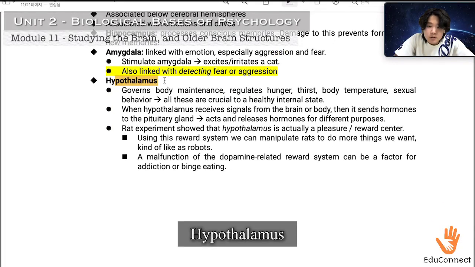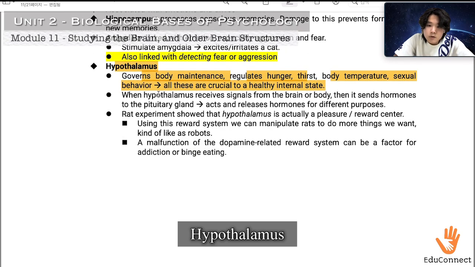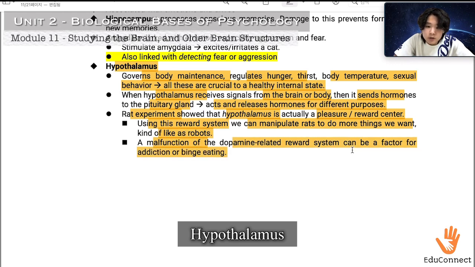The hypothalamus governs body maintenance. It regulates hunger, thirst, body temperature, and sexual behavior, and all of these are crucial to healthy internal states. So the hypothalamus receives signals from the brain or the body, then it sends hormones to the pituitary gland, which acts and releases hormones for different purposes. Now, the rat experiment showed that the hypothalamus is actually a pleasure reward center. Using this reward system, we can manipulate rats to do more things we want, kind of like robots. A malfunction of the dopamine-related reward system can be a factor in addiction or binge eating.